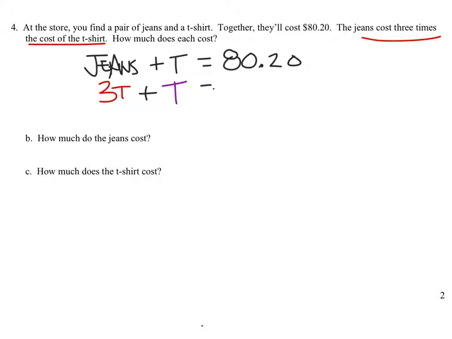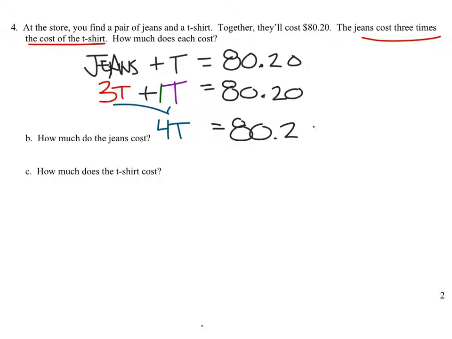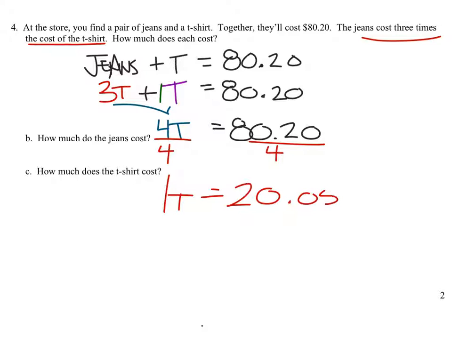And when we added these, once again, $80.20. Well, some people prefer to see this as 1T. So that when we combine these, 3 T's and then another 1 T would be 4 T's. And this equals $80.20. So, finally, to solve for T, we would divide both sides by 4 so that we could see how much one t-shirt is. And that appears to be $20.05.